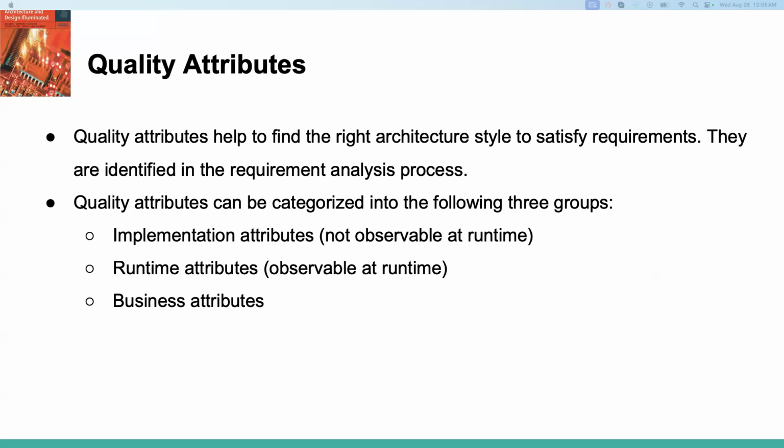Then we have runtime attributes, the ones that shine when the system is running, like performance, security, and usability. These are what users experience firsthand. And finally, there are business attributes. These relate to the big picture goals of the organization, like cost, time to market, and longevity. By understanding these attributes, we can tailor our architecture to meet both technical and business needs, ensuring a well-rounded, effective system.